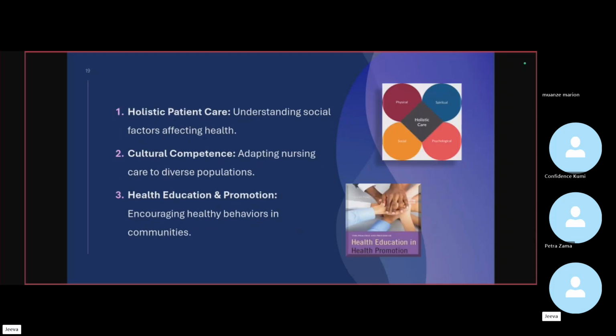Understood medical sociology? Why is medical sociology important in nursing? One is to provide proper holistic patient care. You should understand your patient. Second thing, you should adapt cultural competence, make them understand, and respect them. Then for health education, you should teach your patients to have healthy behaviors or a healthy lifestyle in the communities.